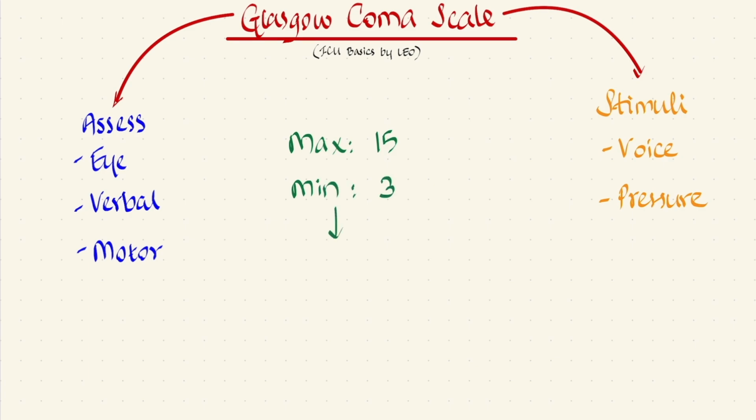It is important to assess each component of the scale and record the three components separately rather than the total score. For example, instead of just GCS 9, we should break it down to E3, M4, V2.